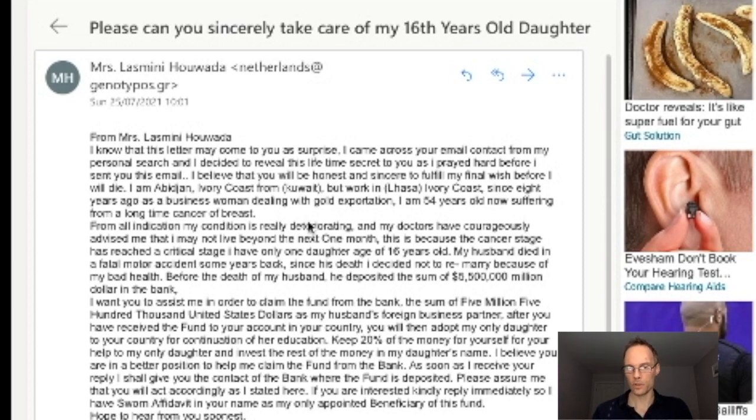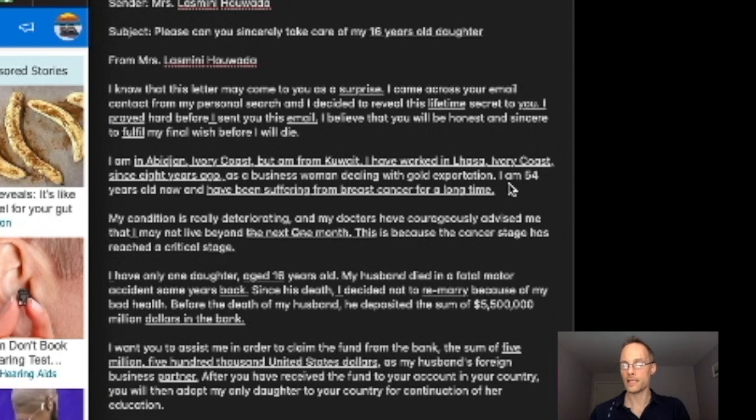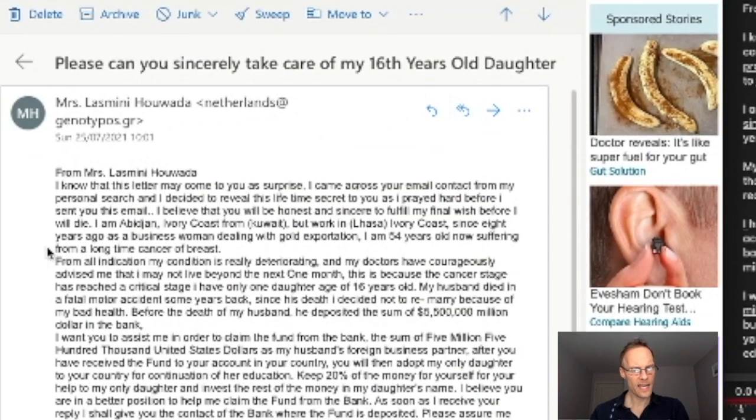Now, we wouldn't state it like that. It would be better if she wrote, "I am 54 years old now and have been suffering from breast cancer for a long time." New paragraph, space in between. Here they have gone on to a new paragraph, but there is no space between the two paragraphs.